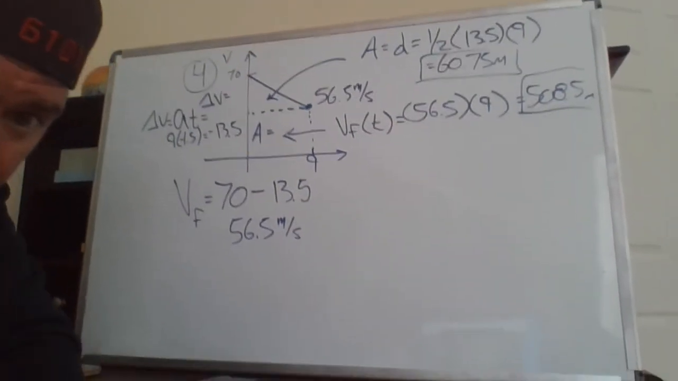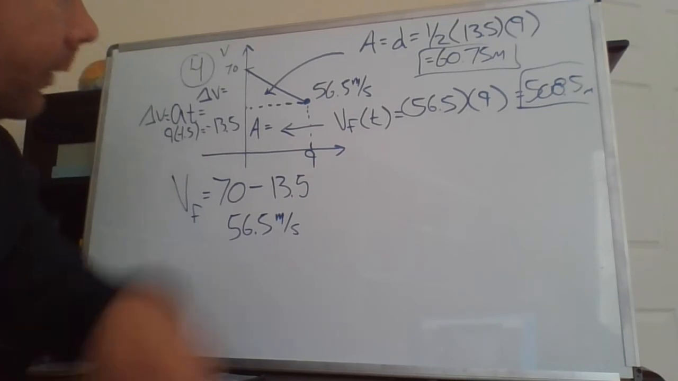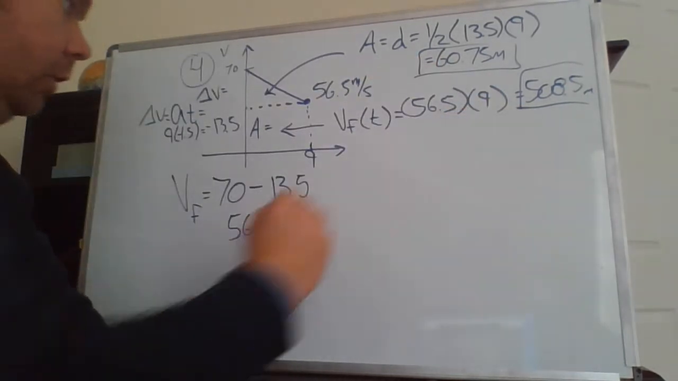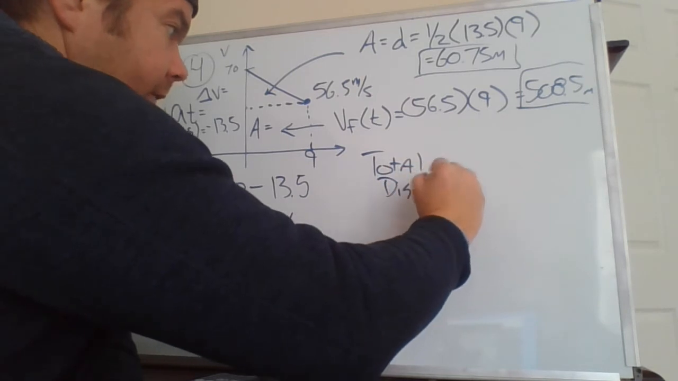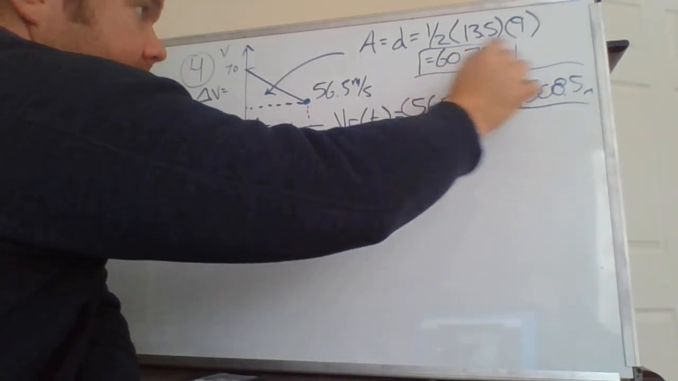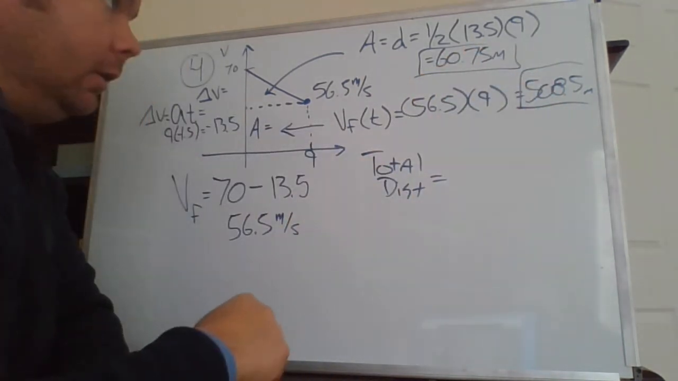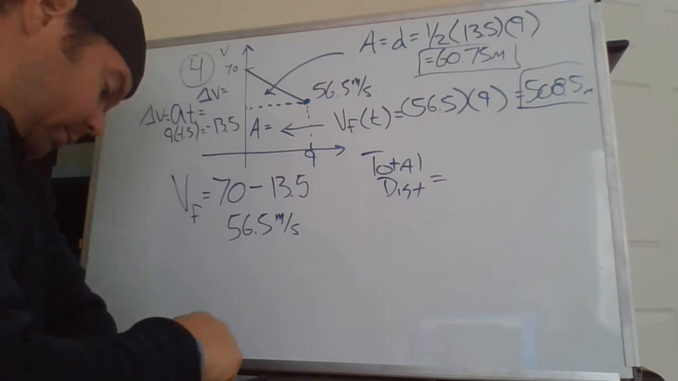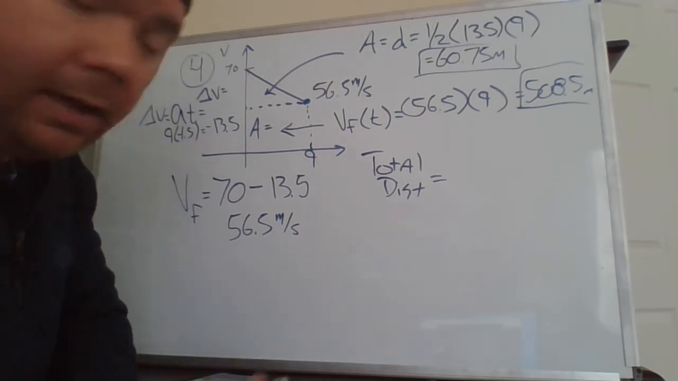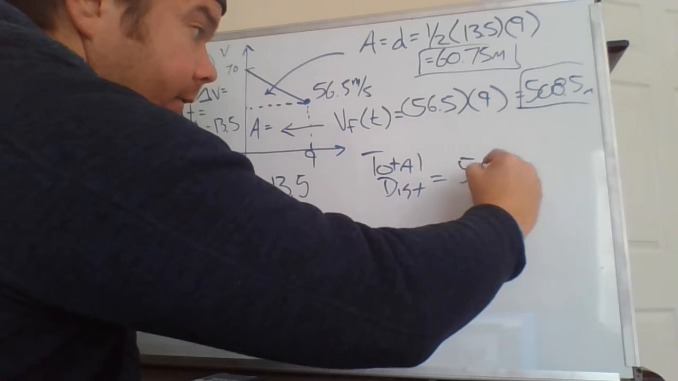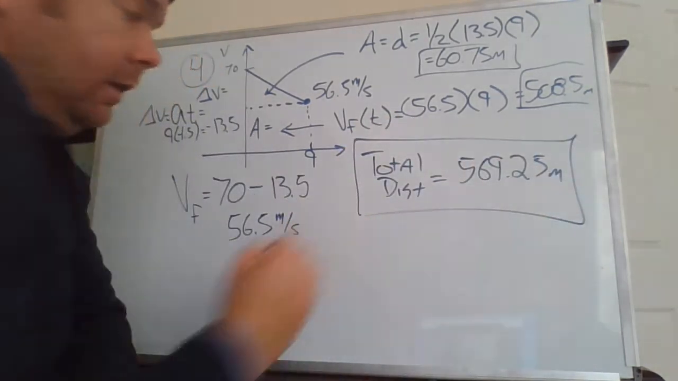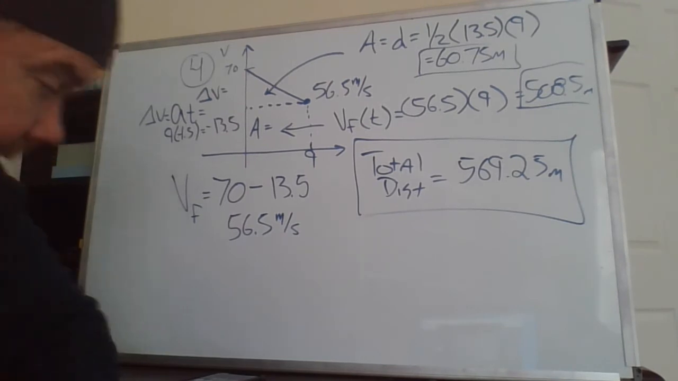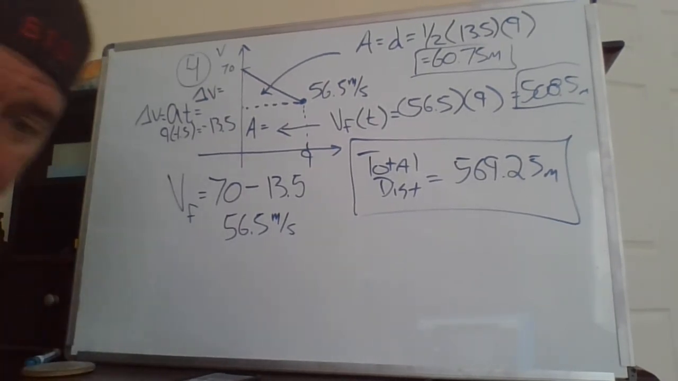Can't you really see that? There you go. So yeah, triangle part, rectangle part. Total distance then is going to be the sum of this and this. So if I add 60.75 to 508.5, I get 569.25 meters. And that, I believe, is an accurate answer for question number 4.